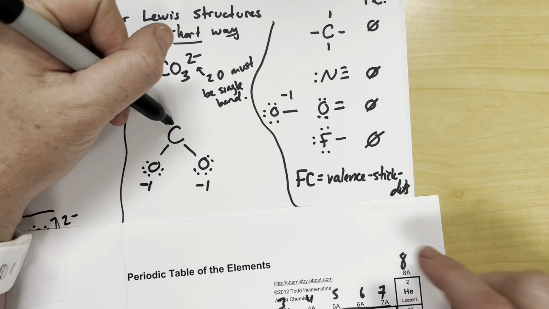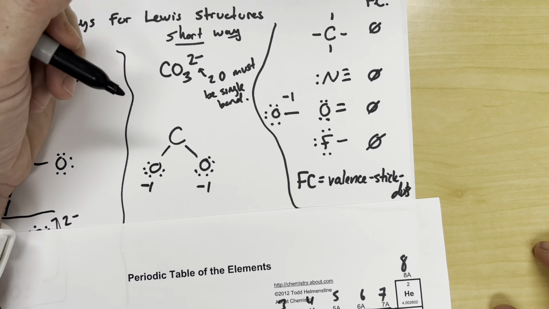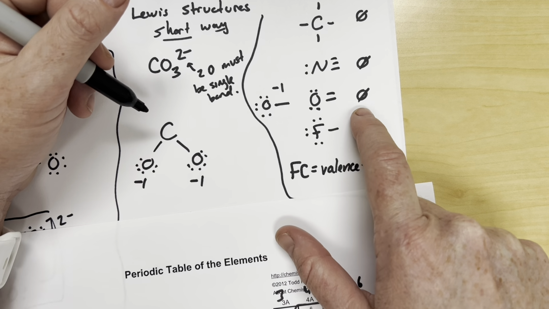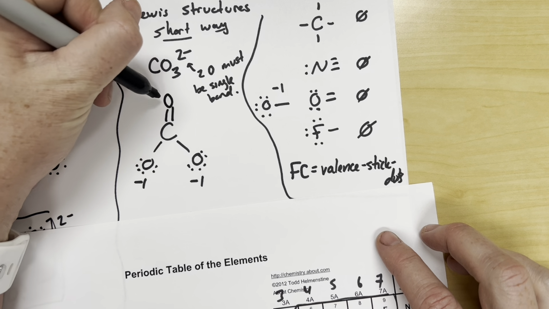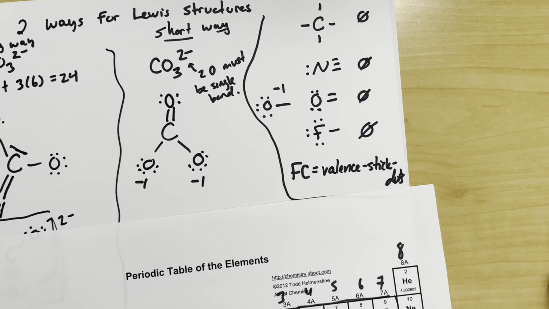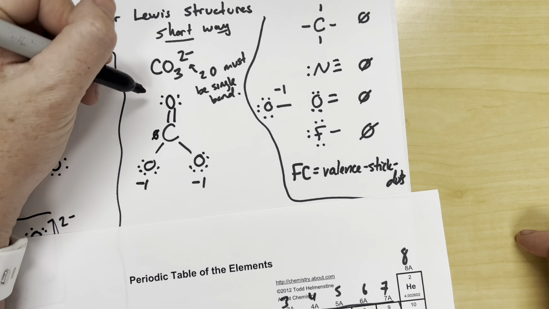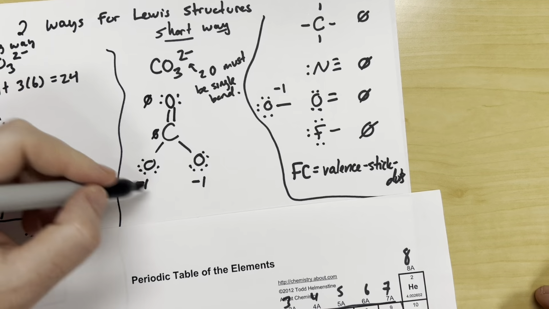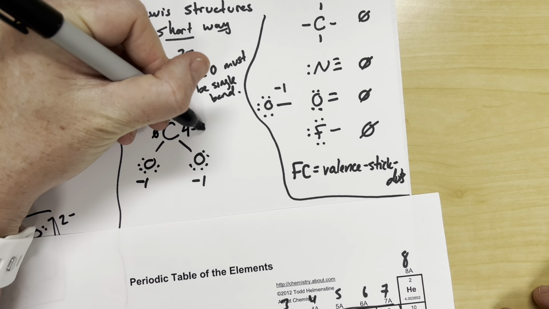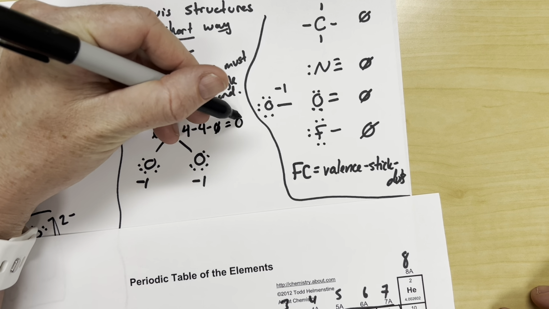So for this carbon to be a 0, it needs 2 more bonds, and that's really convenient because for oxygen to be 0, it has to have 2 bonds. And that's a much faster way of drawing it. So -1, -1, this has a 0 formal charge, that has a 0 formal charge. And you can check, you could say 4 valence minus 4 sticks minus 0 dots equals 0.